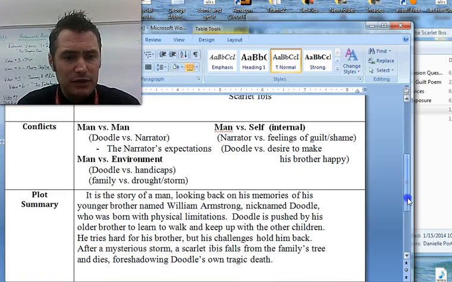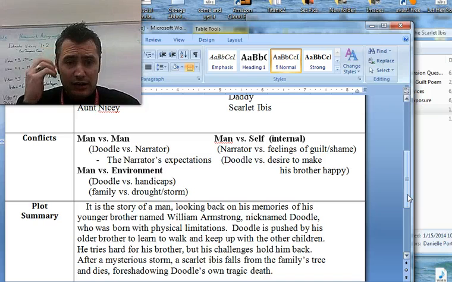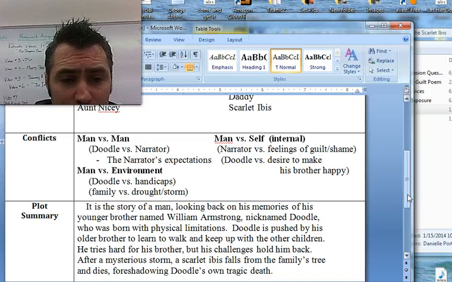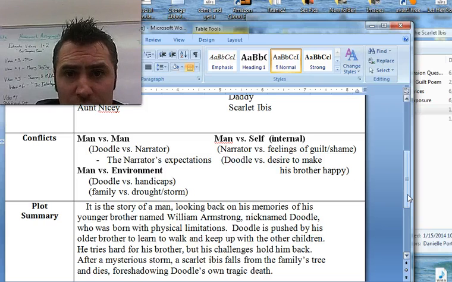The plot summary, I'm just going to read through it. You may pause if I start to scroll down too early, but start copying. This is the story of a man looking back on his memories of his younger brother named William Armstrong, nicknamed Doodle, who was born with physical limitations.